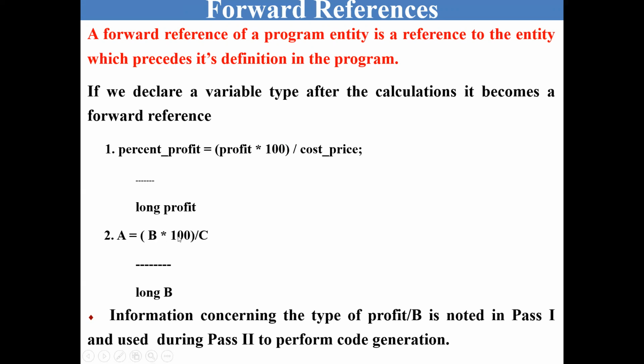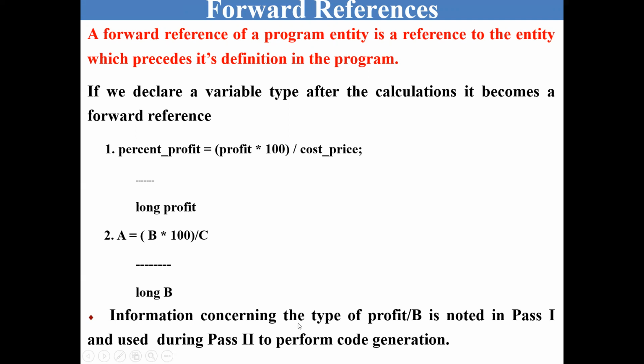Same here, A equal to B into 100 divided by C. Initially, when you are using it, you don't know whether to declare it as long or not, because you don't know the requirement. So after finishing the program, after using it and calculating, you declare it and realize that it should be long B. So this is an example of forward reference.